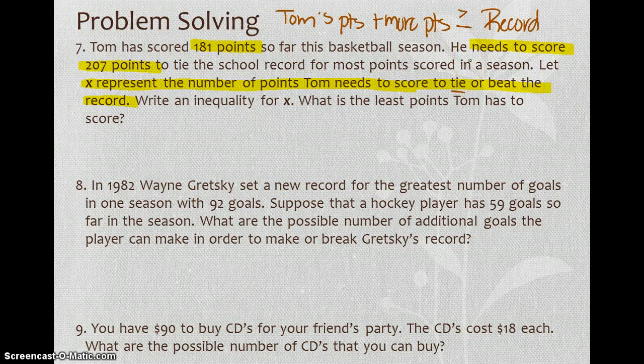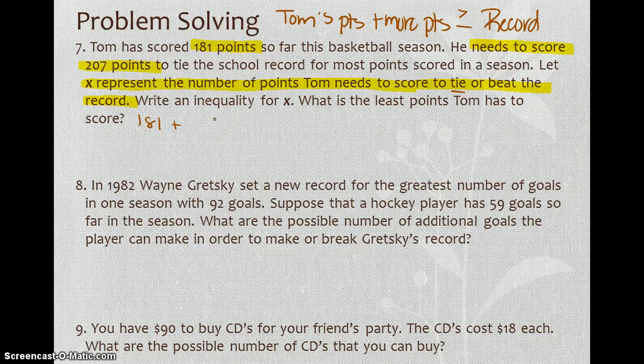The only thing is, it can't be less than or equal to, because if he has fewer points than the record, no one cares so much about Tom. It only counts if he has greater than or equal to, so more than the record or equal to it, and then his name goes into the record books. So Tom's points is something that we already know. We know that Tom has 181 points.